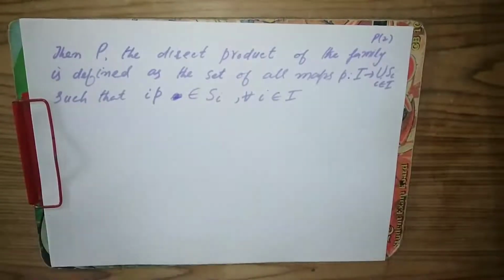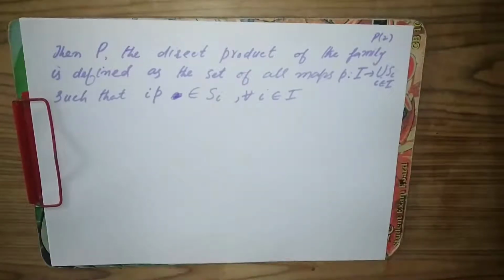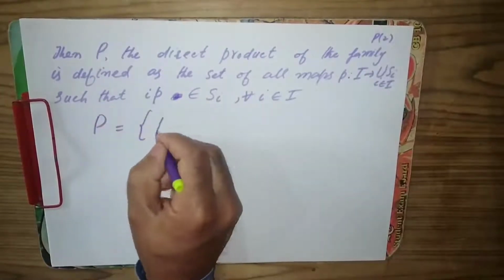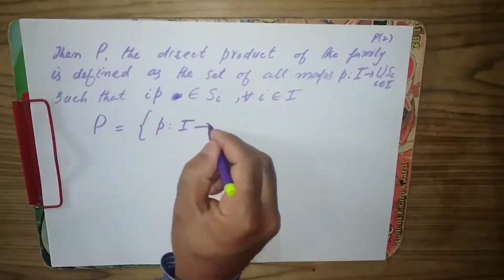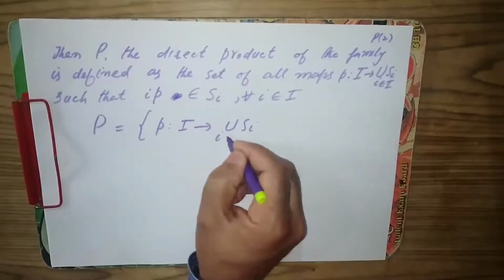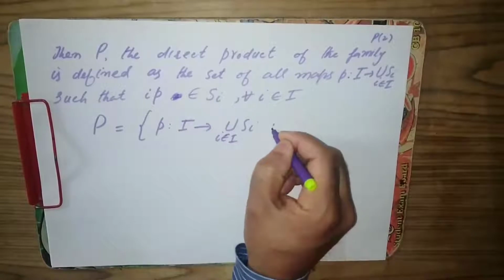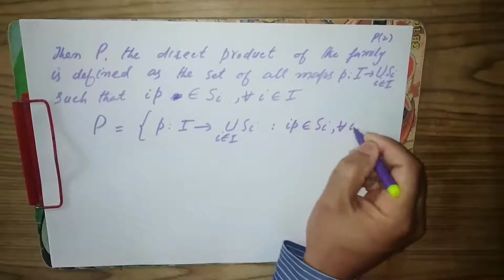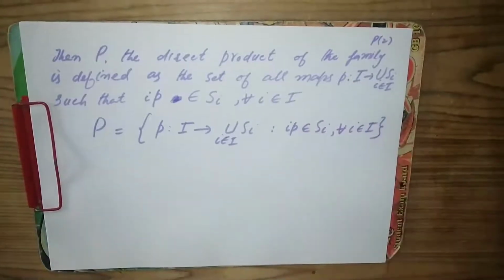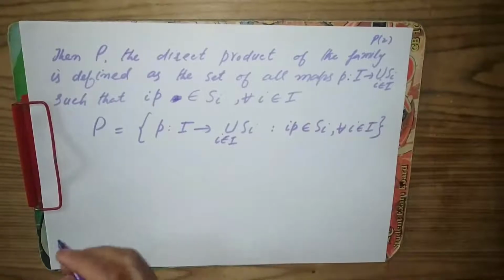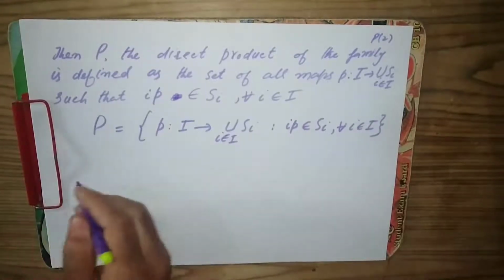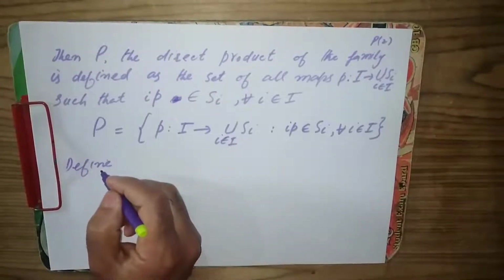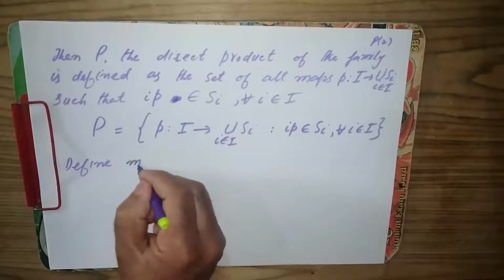So now we define the operation on this class. What's actually P? P is the set of all maps from I to the union of S_i, such that the image of i under p belongs to S_i for all i in I. It's a set of all such maps. Now we define the product on P. Now let's define the multiplication of two elements.